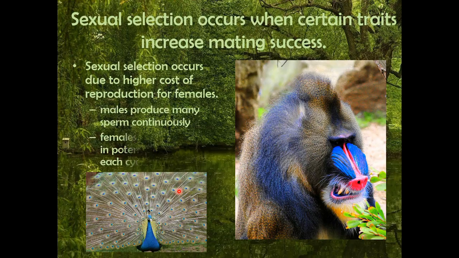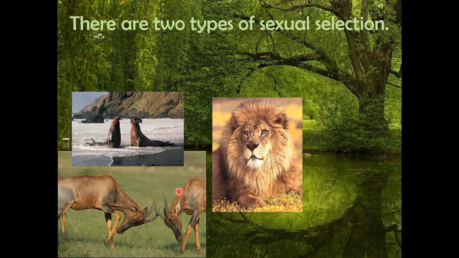Males produce sperm continuously, but females are limited in the number of offspring they can have, in the number of eggs they can produce, and those eggs are also very expensive energy-wise in order to make. So females are very picky about the mates that they select. They want to make sure they are getting the best genetic information that goes into their offspring to help their offspring survive. So there's two types of sexual selection.